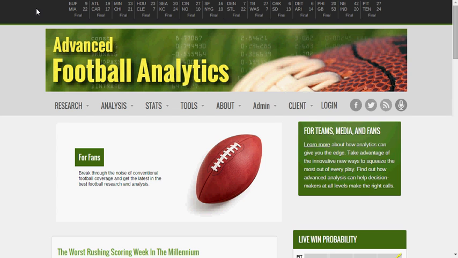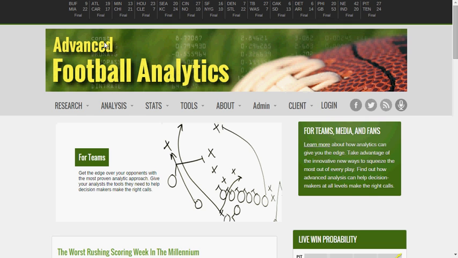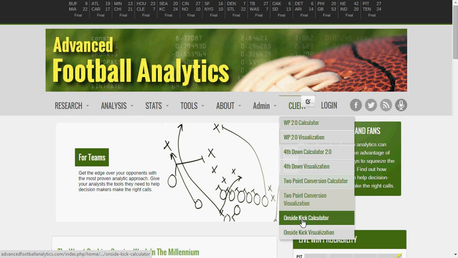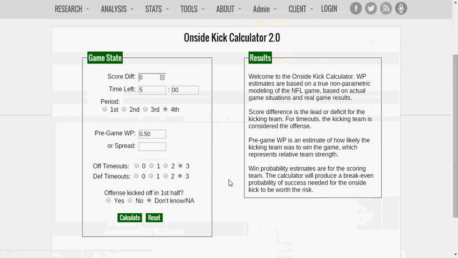Welcome to this quick tutorial on how to use the Onside Kick tools. After logging in, go to the Client menu and click Onside Kick Calculator, and you'll see the tool come up.